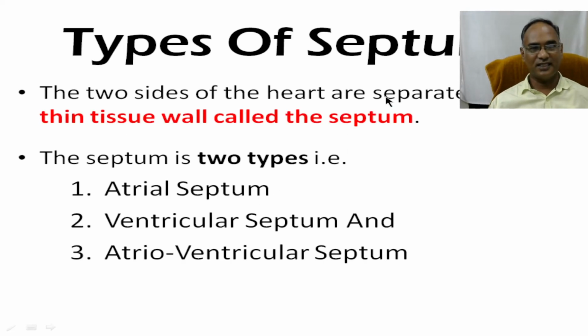There are three types of septum. The first is in between the right and left atria. This separation is called the atrial septum. In between the two ventricles there is a wall, a divider called the ventricular septum. The upper two chambers are atria, and the lower two chambers are ventricles. These are divided by one septum called the atrioventricular septum.